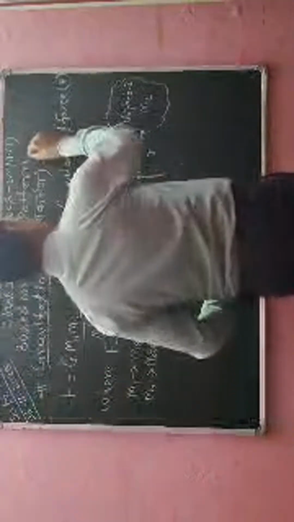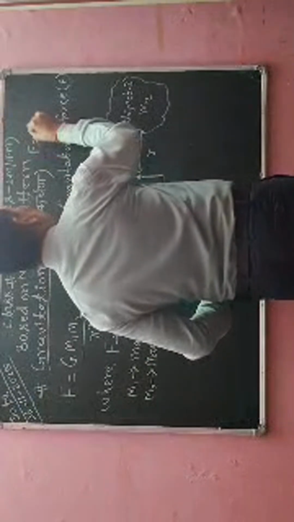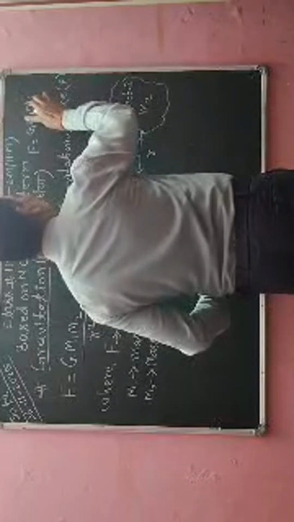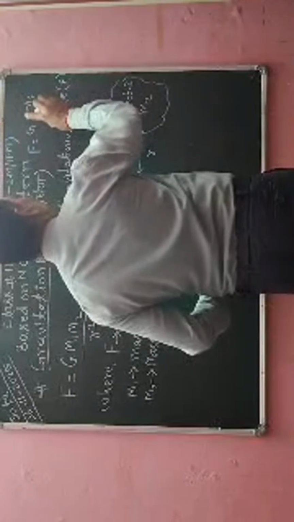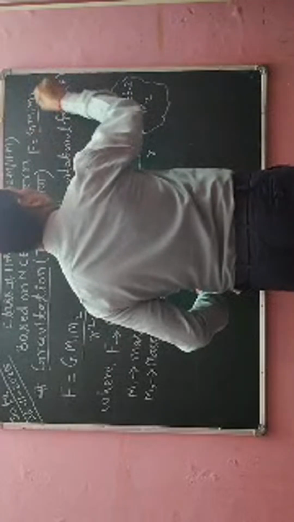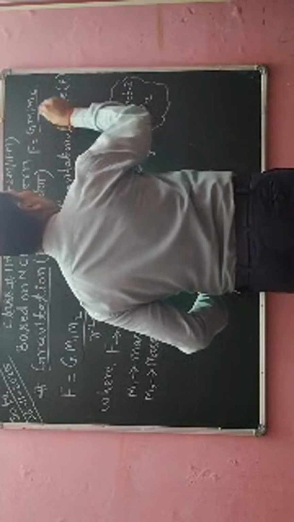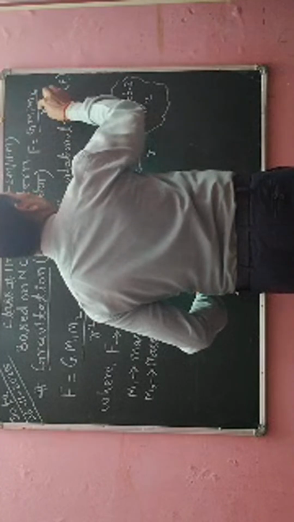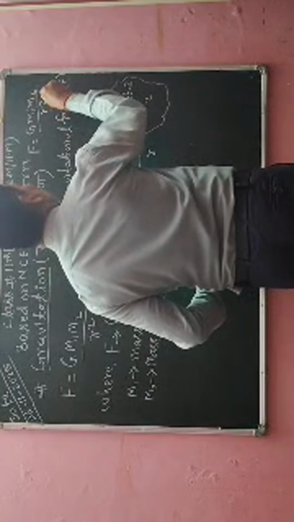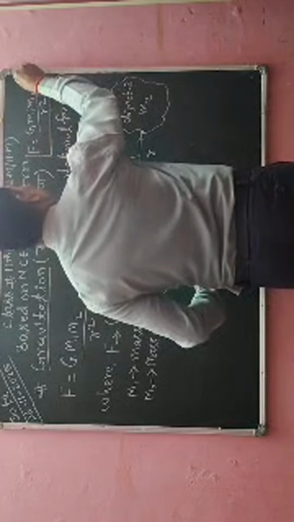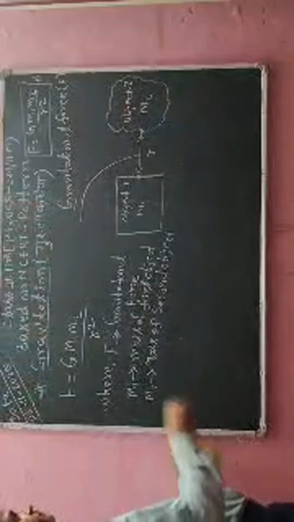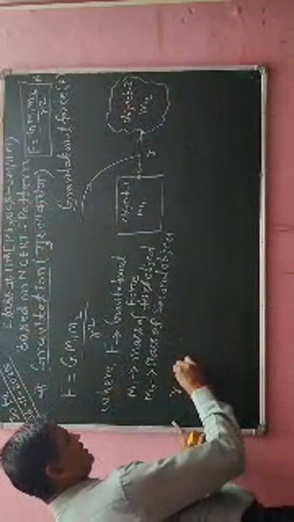Its formula I will write here: F is equal to G m1 m2 divided by r². This formula I have to write like this, so you have to remember it positively. And its unit will be Newton. Now I have to put here the meaning of r.